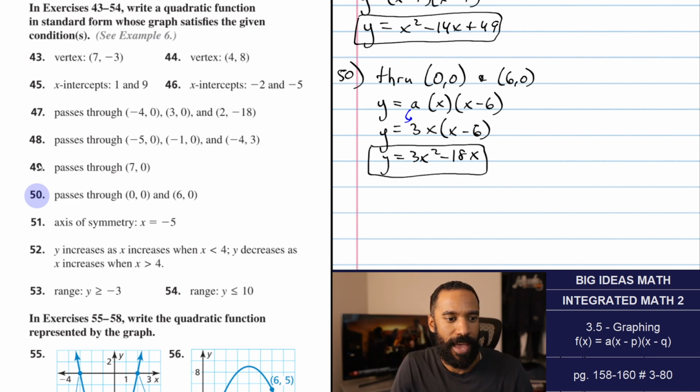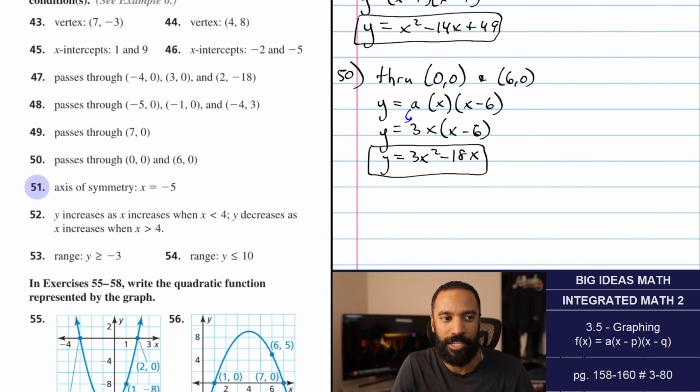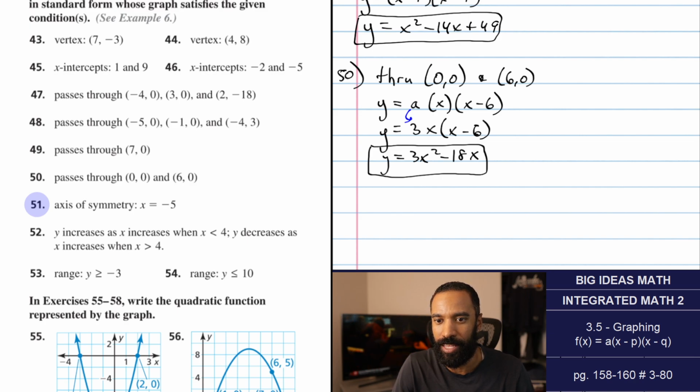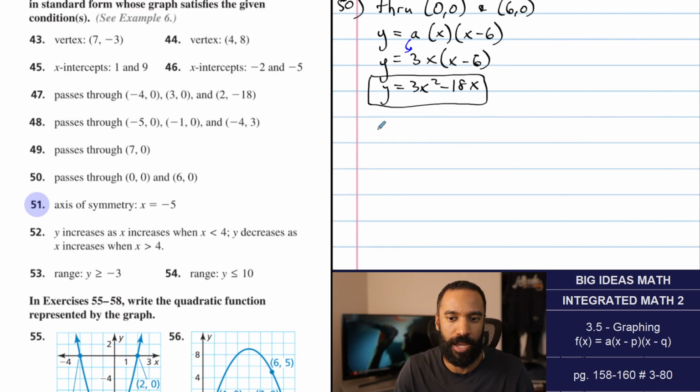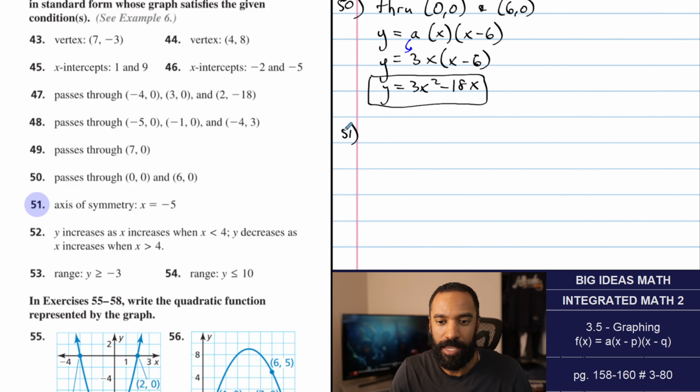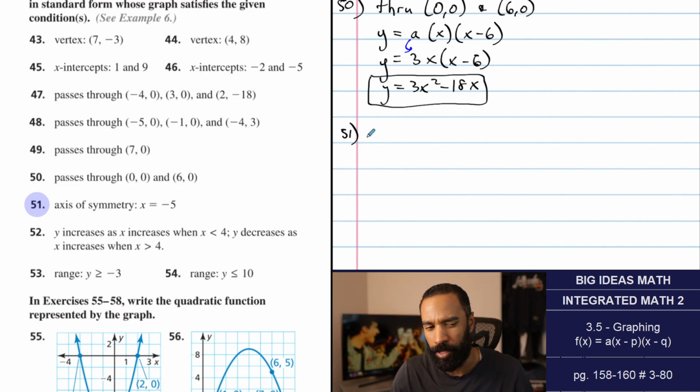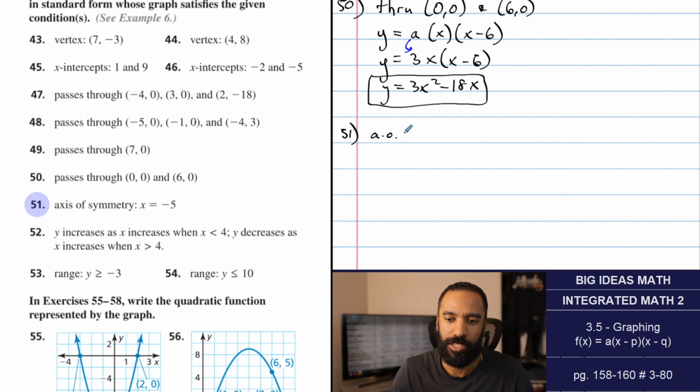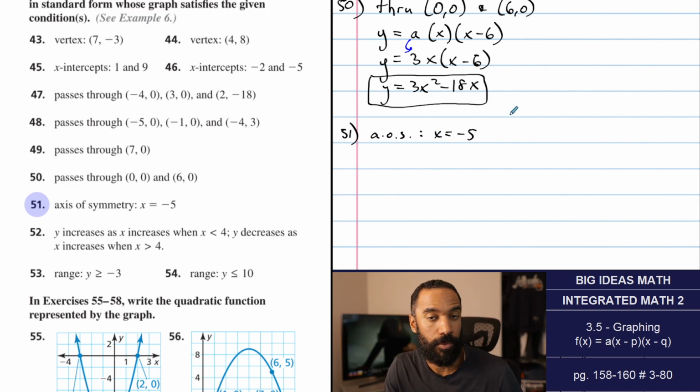Axis of symmetry of x equals negative 5. Once again, they do not restrict you very tightly at all. You have so much to work off of. But you need to be consistent with how a parabola would work off this. So axis of symmetry of x equals negative 5. Points need to be symmetric with it.